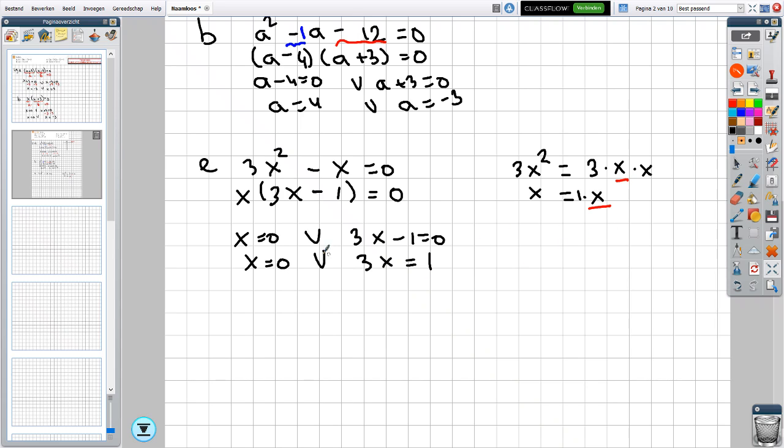Am I done yet? No, because I want to know what x could be, not what 3x could be. And I've taught you guys that if you are left with this and I want to get rid of something in front of the x, I divide by what's in front of x, right? So here I would do it like this, which is going to give me x is 1/3. Or x is 0, this one, right?